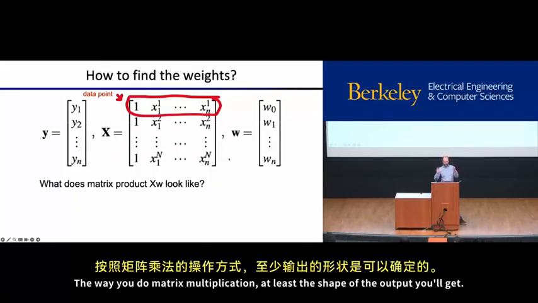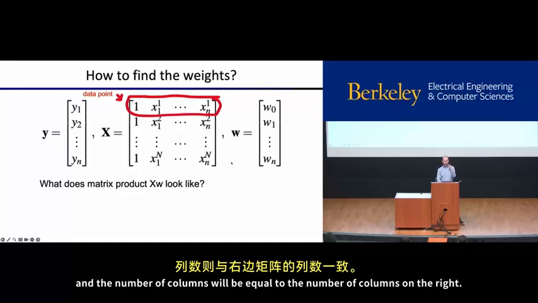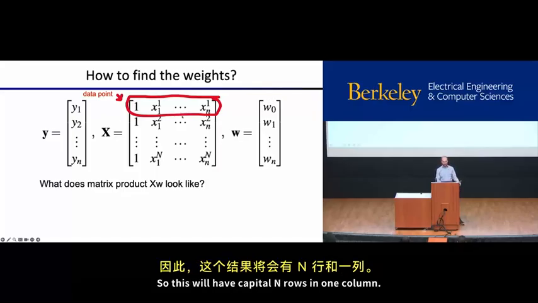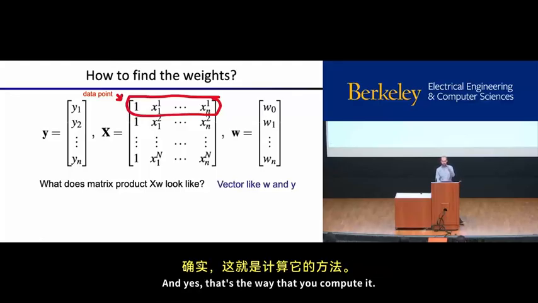The way you do matrix multiplication, at least the shape of the output you'll get, the number of rows will be equal to the number of rows of the matrix on the left, and the number of columns will be equal to the number of columns on the right. So this will have capital N rows and 1 column. So it'll be a vector like W and Y. And yes, that's the way that you compute it.